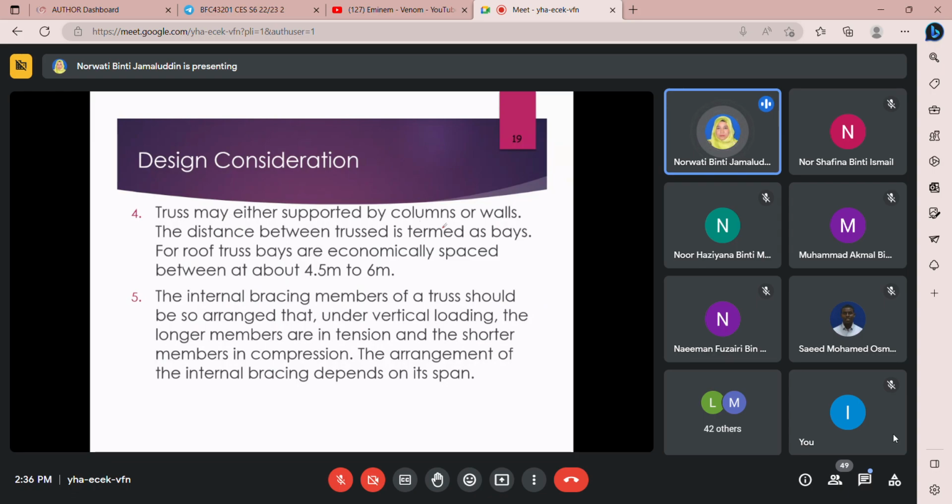Trusses may of course be supported by a column or wall. The truss roof bays are economically spaced between 4.5 to 6 meters. You may need bracing members for stability. The longer members should be in tension, and the shorter members in compression. If you can ensure this, it is good enough for your design. The arrangement of internal bracing depends on its span.